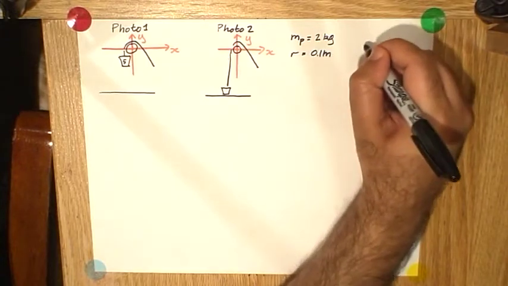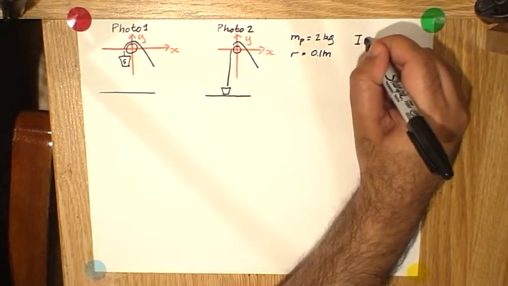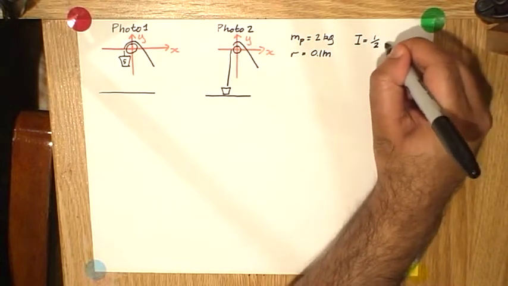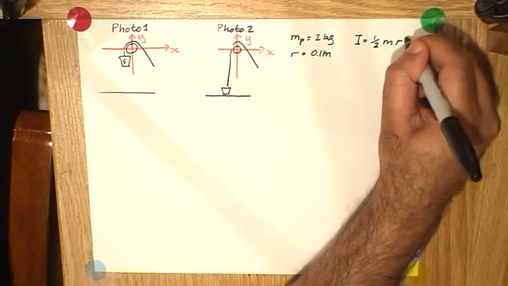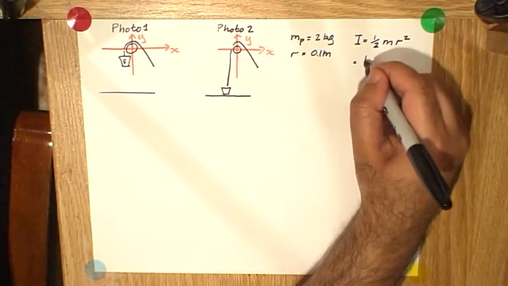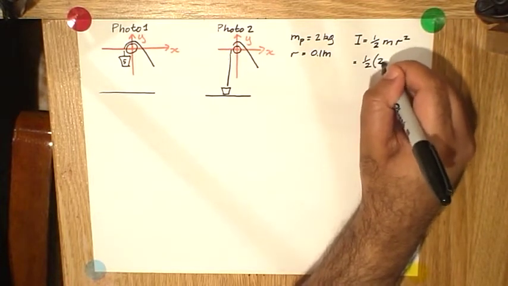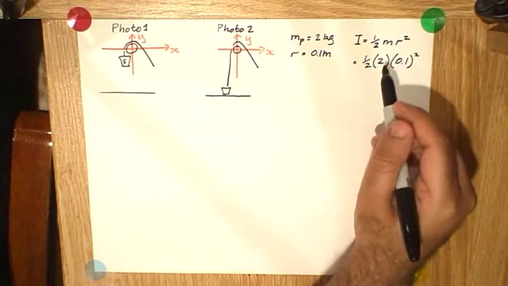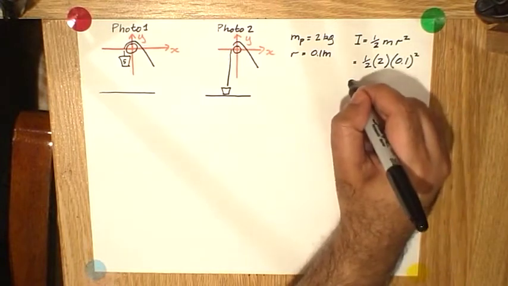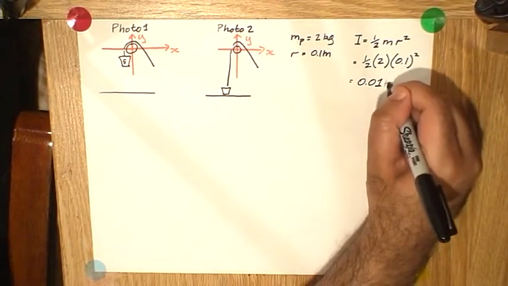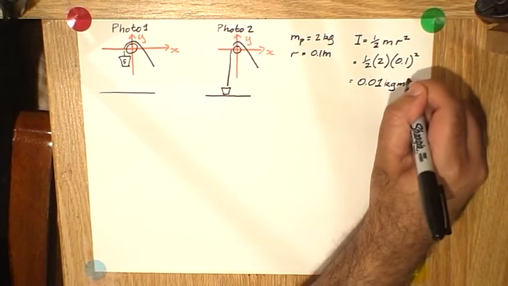The moment of inertia is given by, for a disk like this, 1/2 mass of the disk times the radius of the disk squared. So that's going to work out to 1/2 mass 2 radius 0.1 squared. Half of 2 is 1, 0.1 squared will give us 0.01 kilogram meters squared.